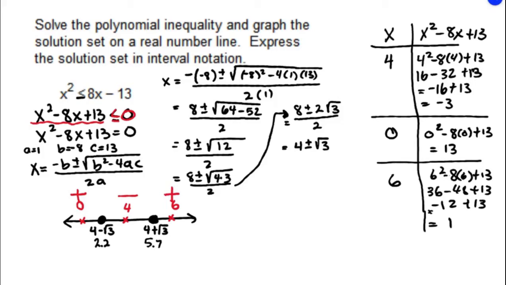Now the inequality that we have is less than or equal to 0. Negatives are less than or equal to 0, so we're going to use this middle interval as our solution set. So in interval notation, I'm going to use brackets to include the boundaries. And our interval starts at 4 minus square root of 3 and ends at 4 plus square root of 3.